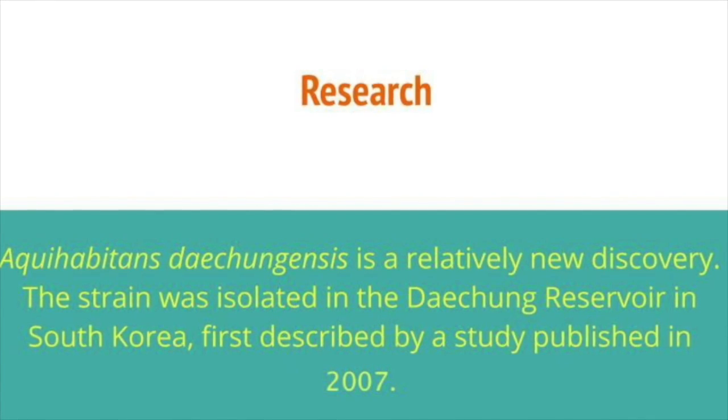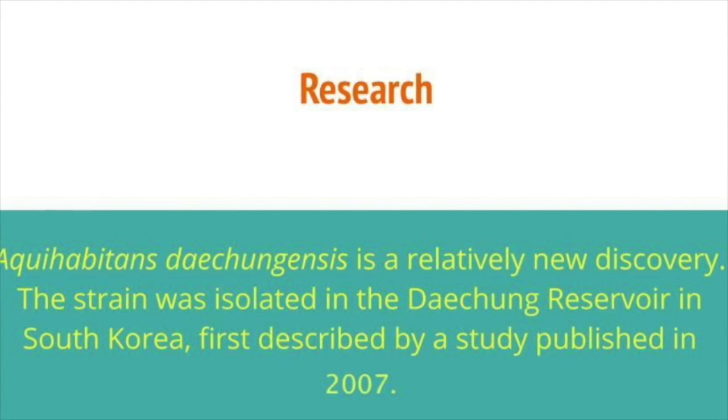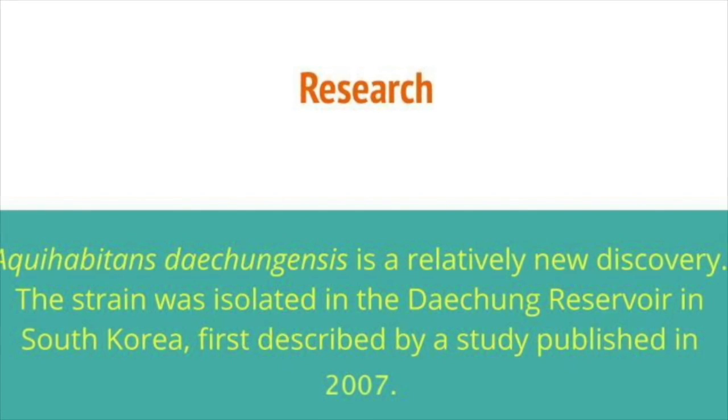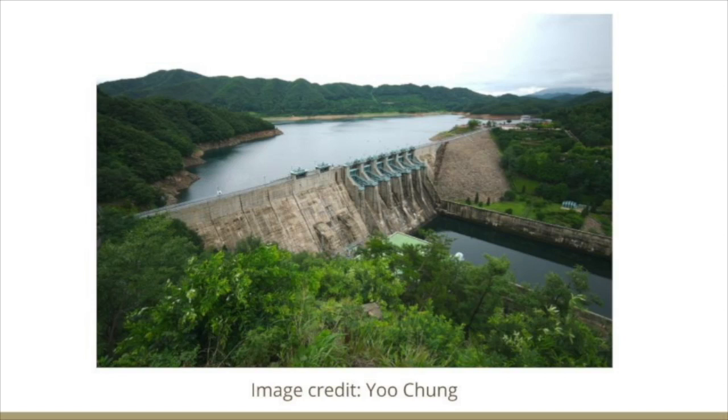Another cool fact about this particular strain of bacteria is that its discovery is relatively recent. In a study published in 2007, a unique strain of bacterial DNA was isolated in the Daejeon Reservoir in central South Korea. With further research, it was ascertained that this DNA could be accredited to an entirely new strain of Aquahabitan, which was then named after the reservoir it was discovered in, hence Aquahabitans deichengensis.